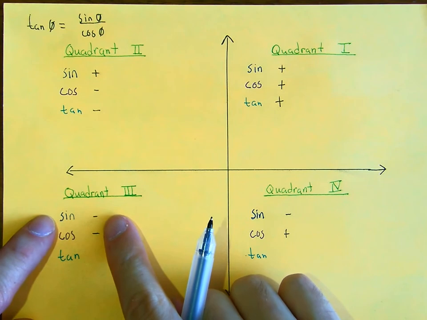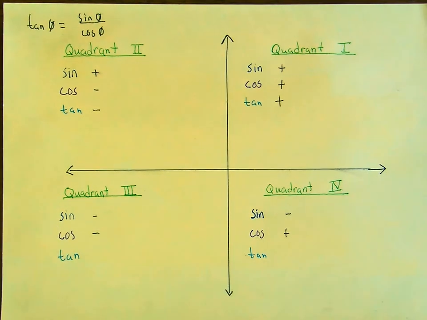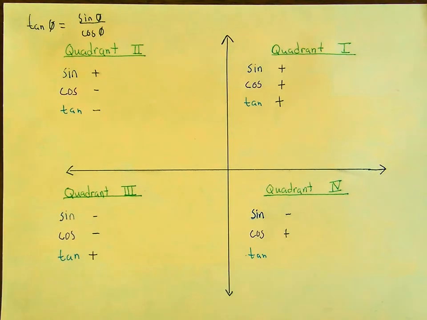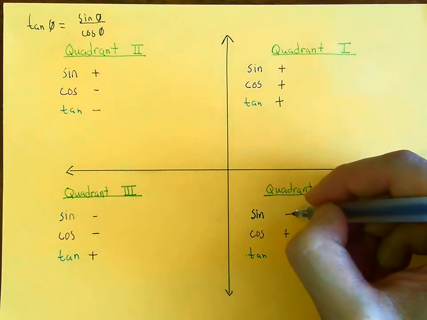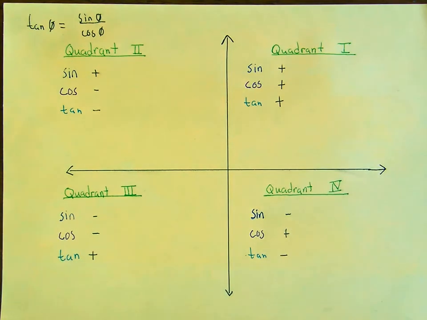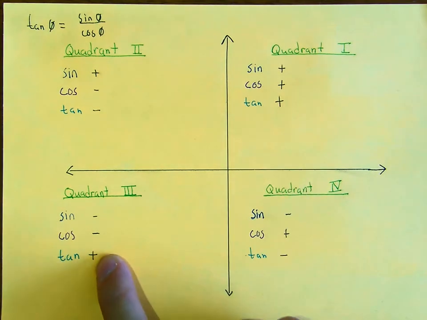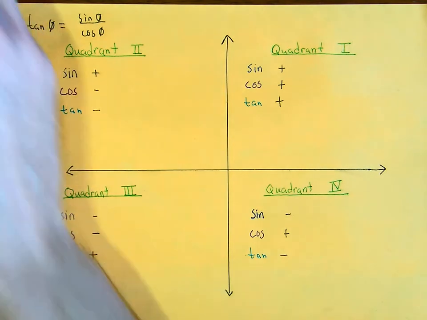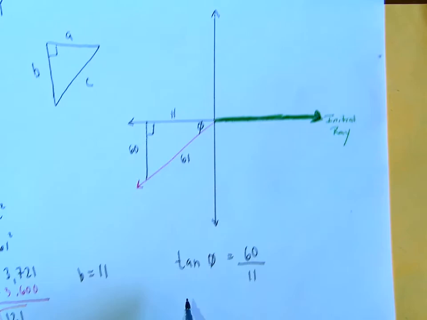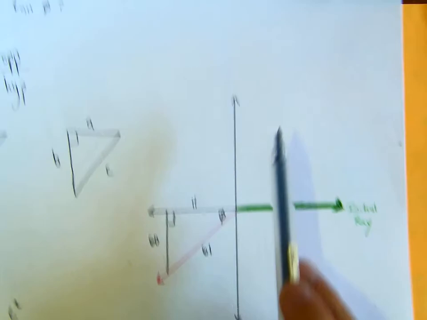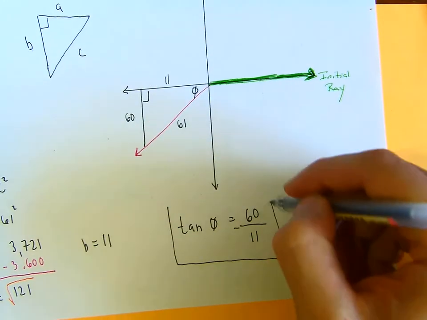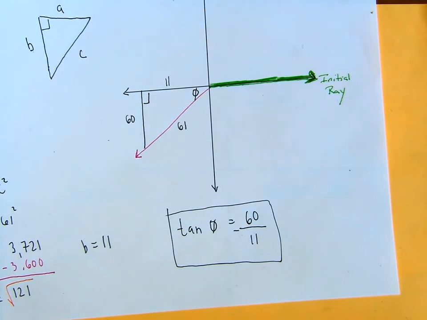What about over here? What is negative divided by a negative? Negative divided by a negative is positive. And what about this example here? What is negative divided by positive? This is negative. So notice that tangent is positive in quadrants 1 and 3, and tangent is negative in quadrants 2 and 4. So to finally go back to this question, tangent theta is in quadrant 3, so this tangent theta is going to be negative. So it's negative 60 over 11, okay?